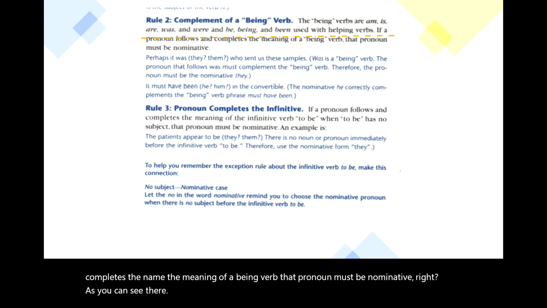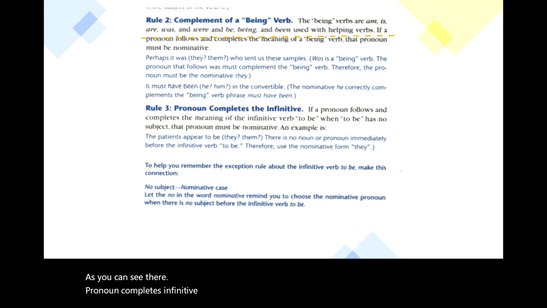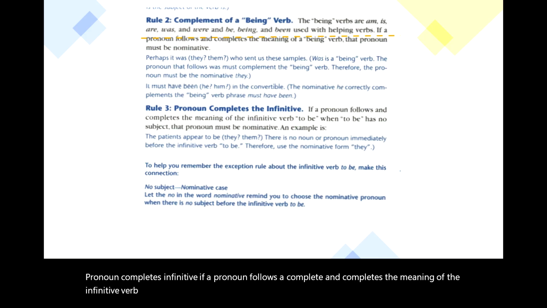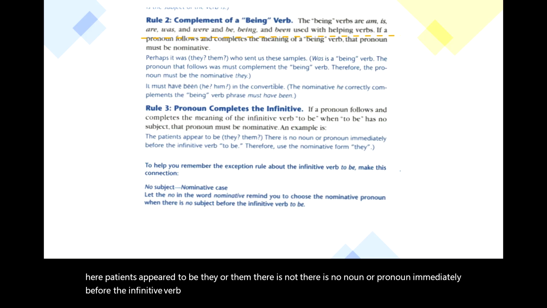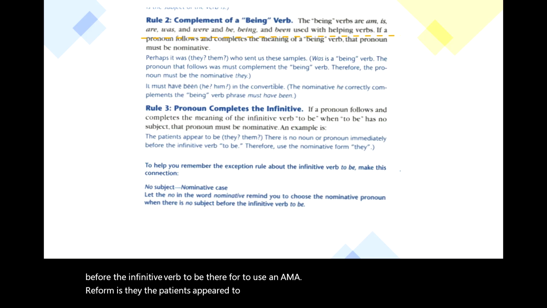Pronoun completes the infinitive. If a pronoun follows and completes the meaning of the infinitive verb to be, when to be has no subject, that pronoun must be nominative. So the patients here, the patients appear to be they or them. There's no noun or pronoun immediately before the infinitive verb to be. Therefore, the use of the nominative form is they. The patients appear to be they.